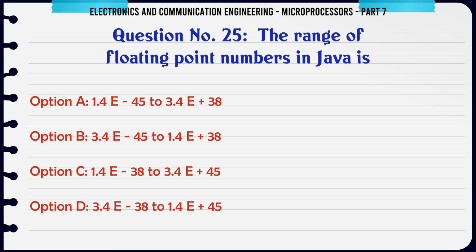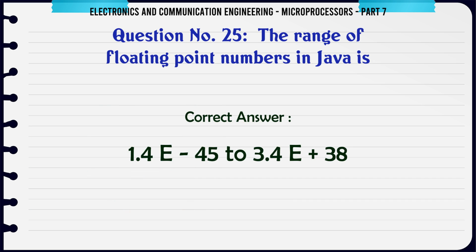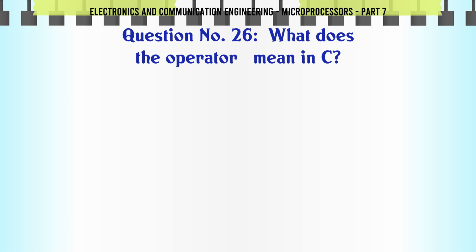3.4e45 to 1.4e38. C. 1.4e38 to 3.4e45. D. 3.4e38 to 1.4e45. The correct answer is 1.4e45 to 3.4e38. What does the operator mean in C?